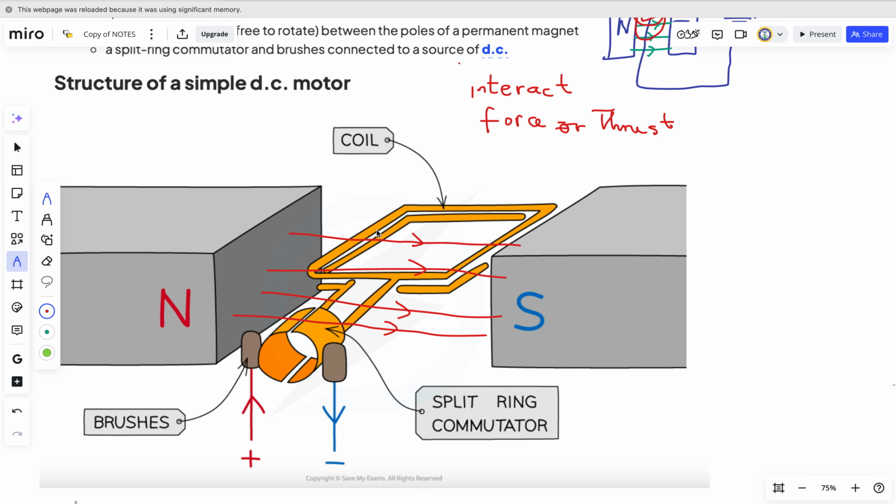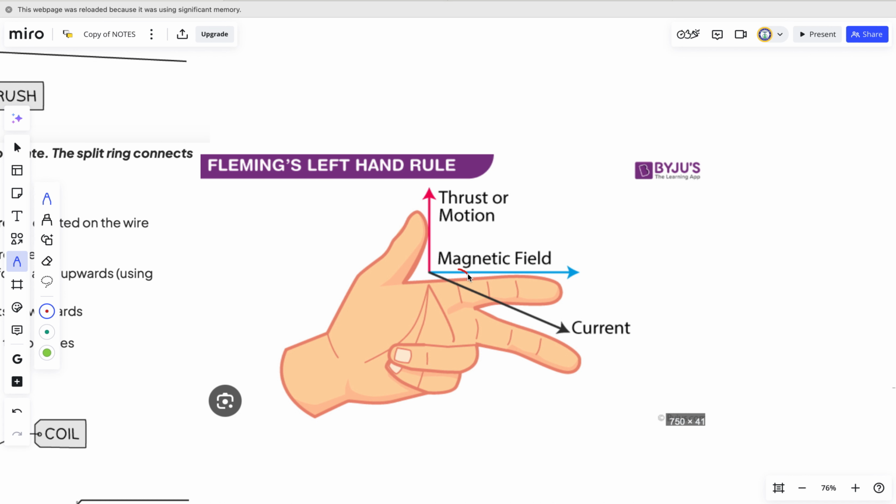Now each of them is at 90 degrees. This one is 90 degrees to this one, even though it doesn't look it, but it's actually 90 degrees. If you do it with your fingers, you will know that they are all 90 degrees. The first finger and second finger are 90 degrees, and the thumb and the first finger are also 90 degrees.